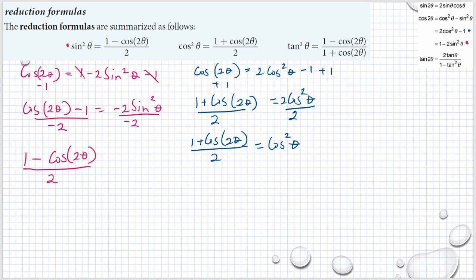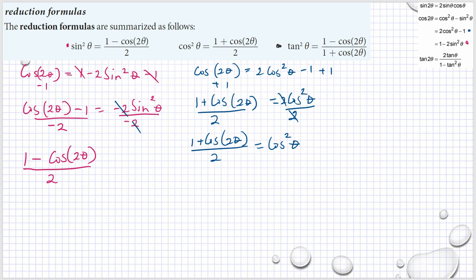You don't need to remember these reduction formulas. You can only memorize the double angle formulas. I forgot that this also becomes 1. For the last one, we have tangent squared theta is equal to 1 minus cosine 2 theta divided by 1 plus cosine 2 theta.